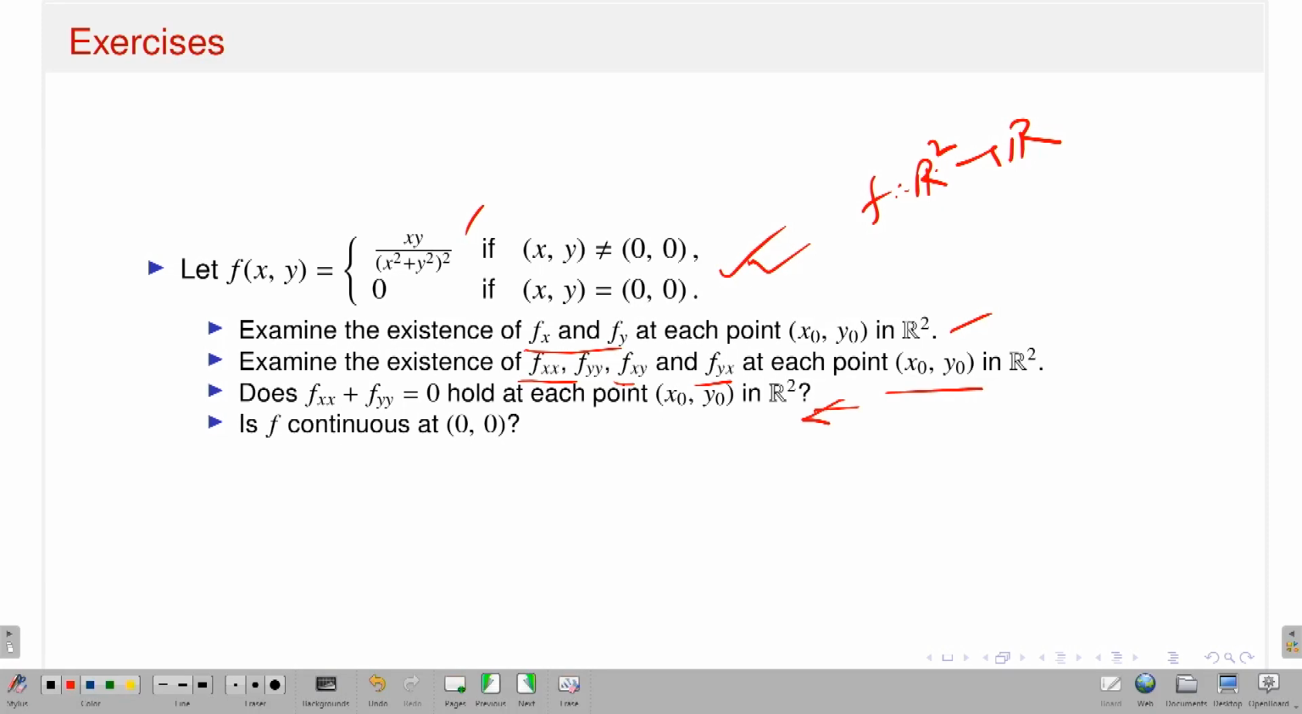Check whether this fxx plus fyy is 0, whether it is harmonic. Once you get the expression, then you can easily calculate fxx at the point xy plus fyy at the point xy, whether this is 0 or not, or if it is 0, which are the points.